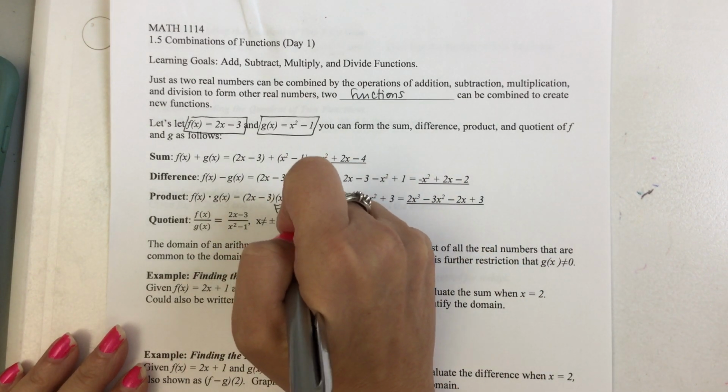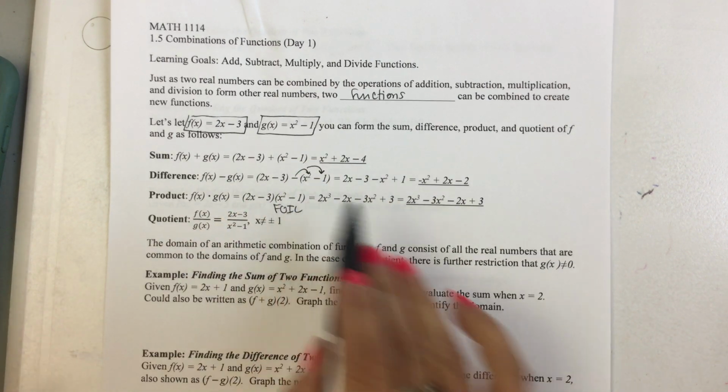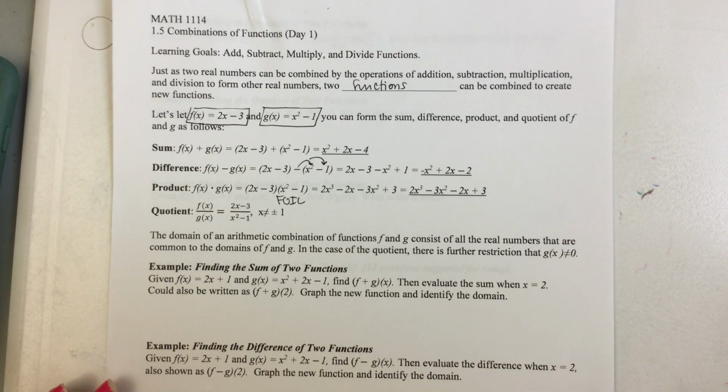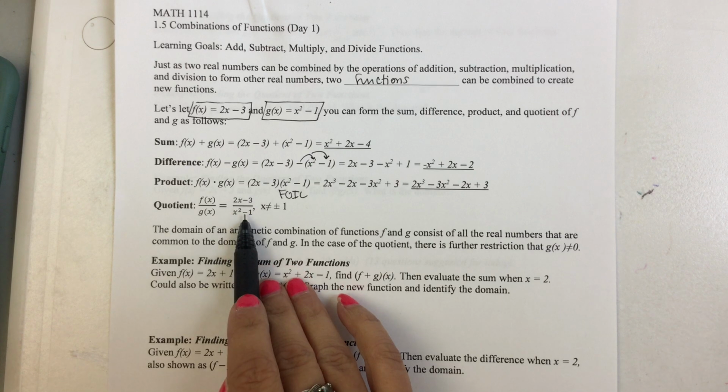Product. Here, you can do the FOIL method. First times first, outside, inside, last. Combine any like terms, put it in the final order. Okay, quotient. This just means you would put one function over the other.